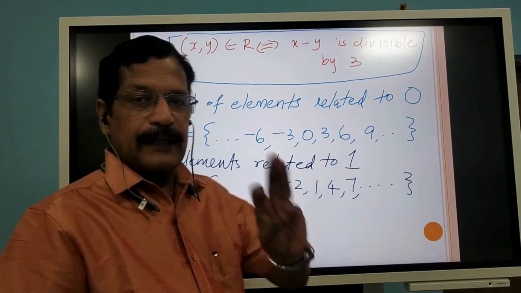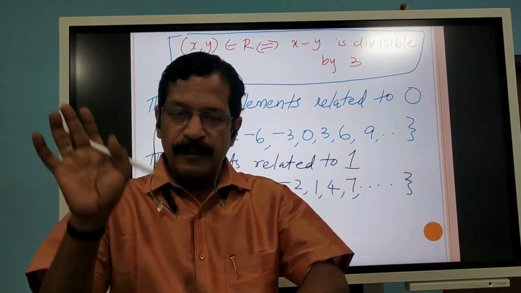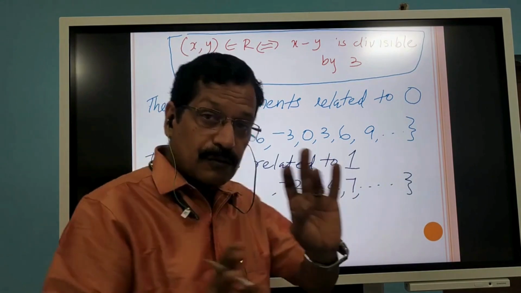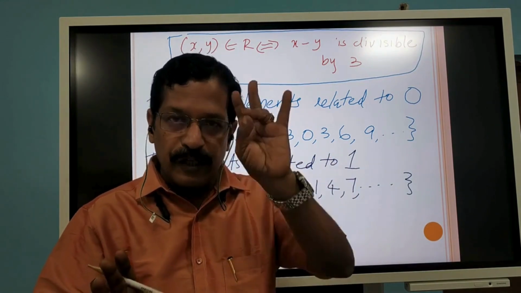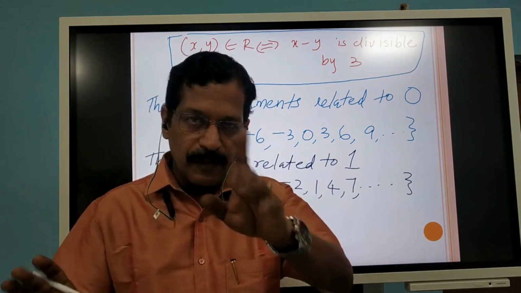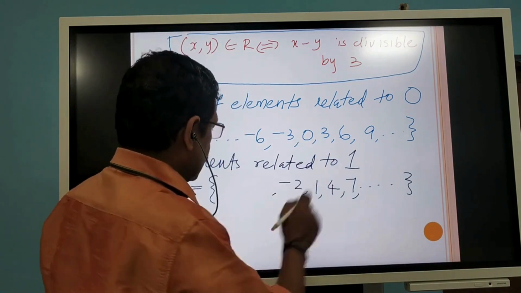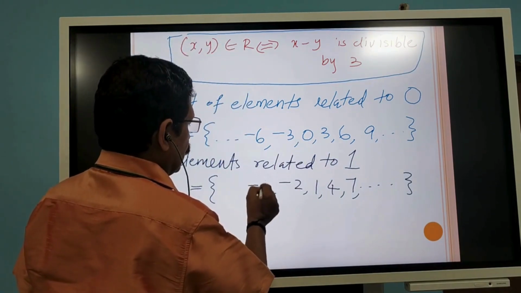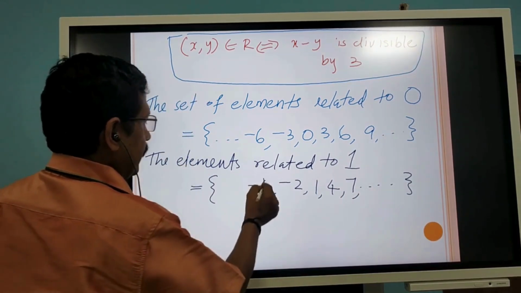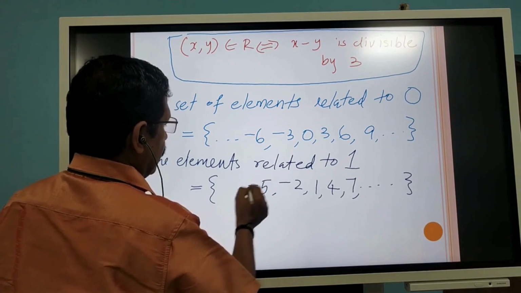Now, negative 3. Not possible. Negative 3 minus 1 is negative 4. Not possible. Negative 4. Negative 4 minus 1 is negative 5. It is not divisible. But negative 5, negative 5 minus 1 is negative 6. Sorry, it is a negative 5. Negative 5. Excellent.